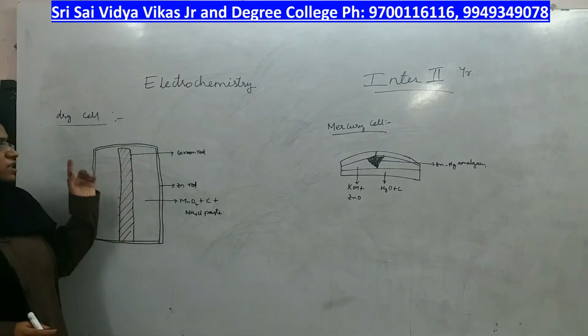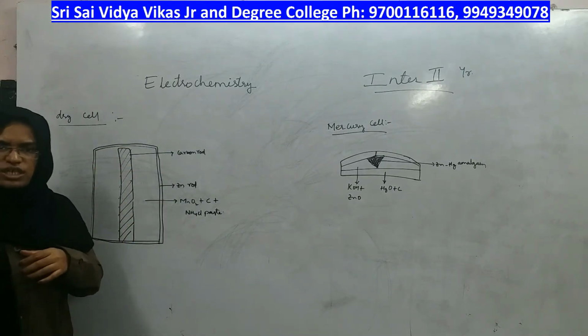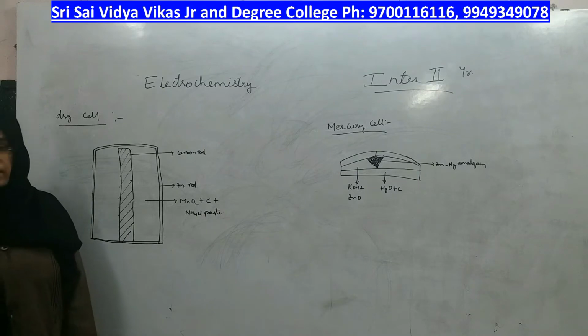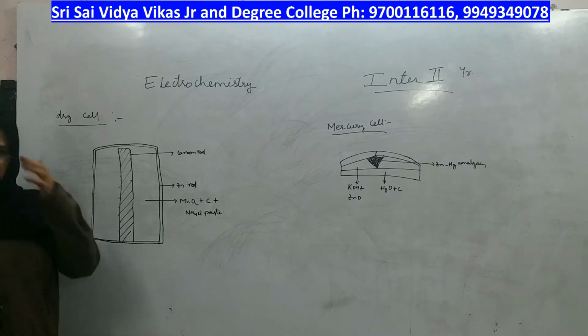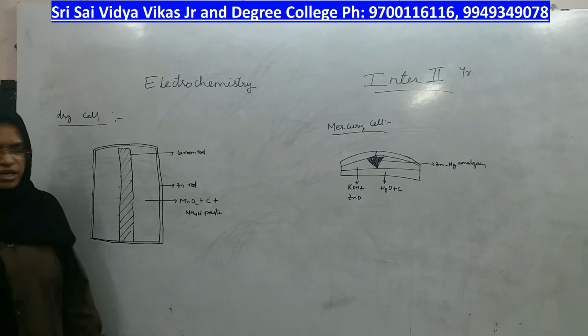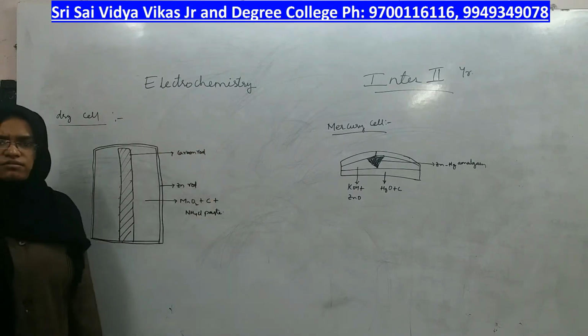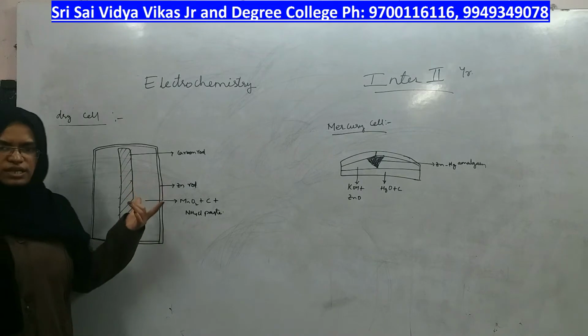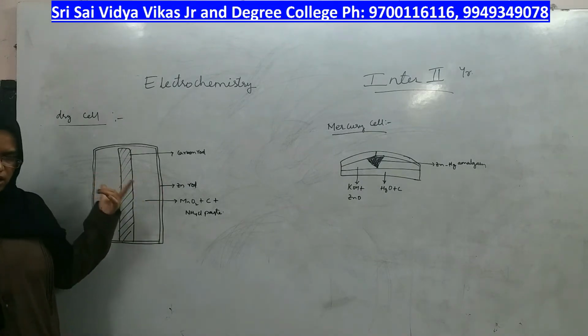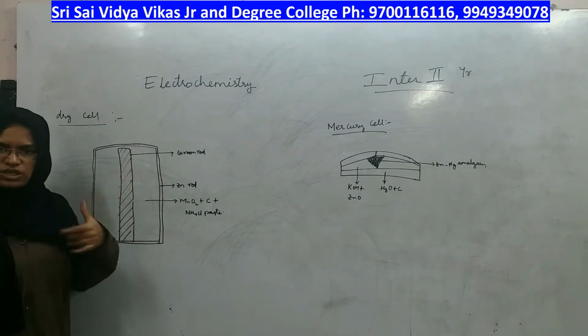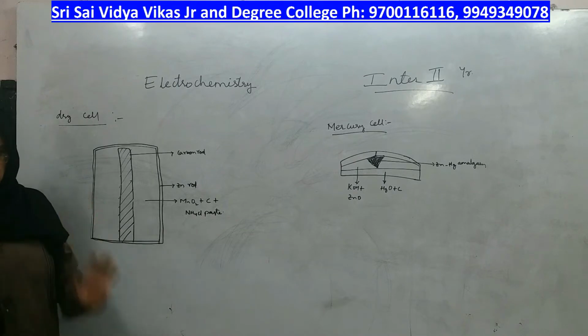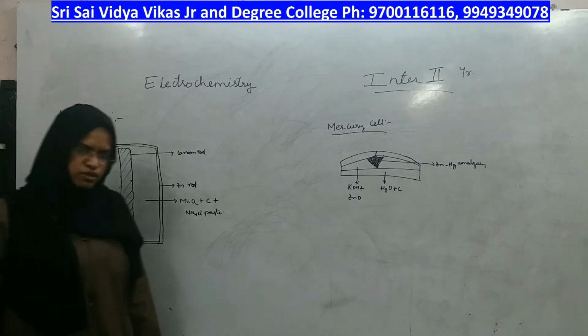The first battery which cannot be reused again was called as primary battery, and we have seen two such examples for primary battery. One is dry cell or Leclanché cell and the other is mercury cell. These two are the examples of primary battery which cannot be used again after your first use. That means it has to be disposed of, right?